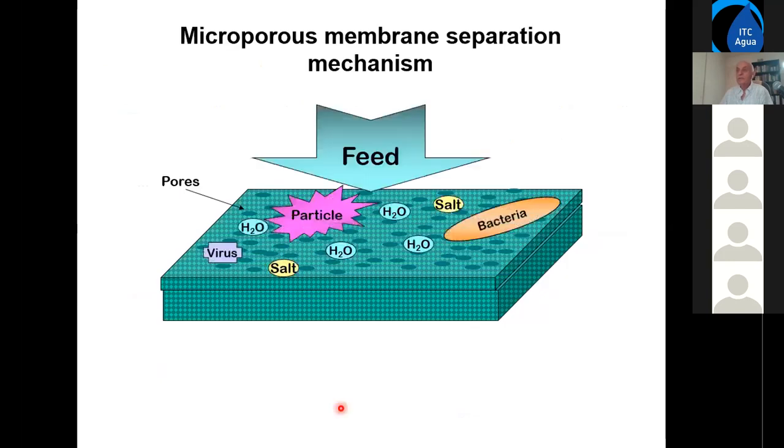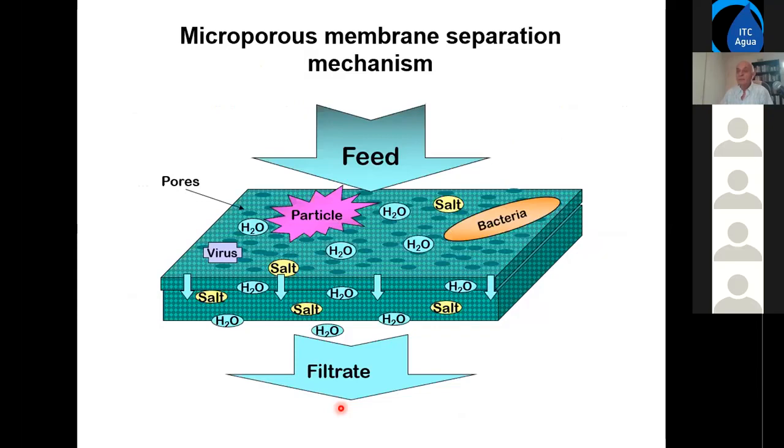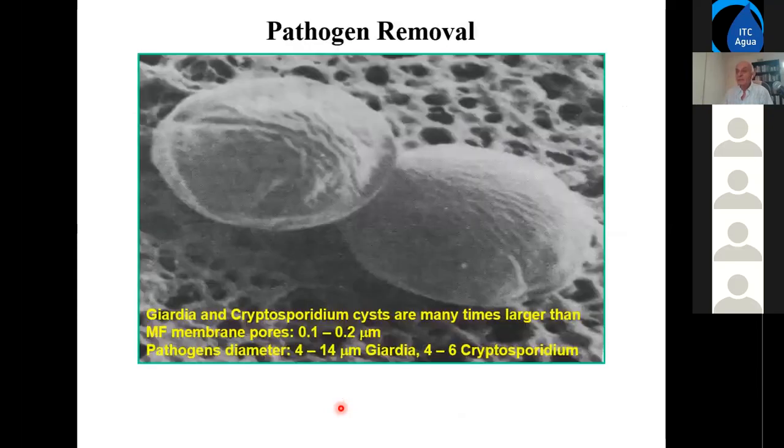So we have a membrane, we apply pressure, the water passes through, and the particles and viruses are left behind. This is Giardia and Cryptosporidium. Giardia is bigger, Cryptosporidium is smaller, and they are much bigger than the microfiltration pores. So a microfiltration membrane will also reject Giardia and Cryptosporidium.